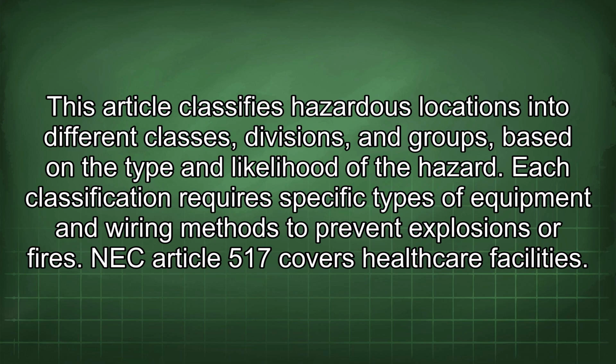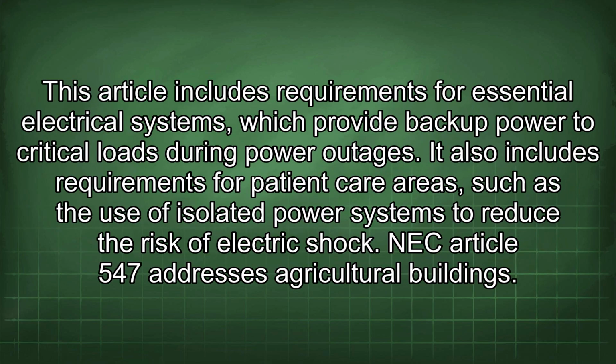NEC Article 517 covers healthcare facilities. This article includes requirements for essential electrical systems, which provide backup power to critical loads during power outages. It also includes requirements for patient care areas, such as the use of isolated power systems to reduce the risk of electric shock. NEC Article 547 addresses agricultural buildings.